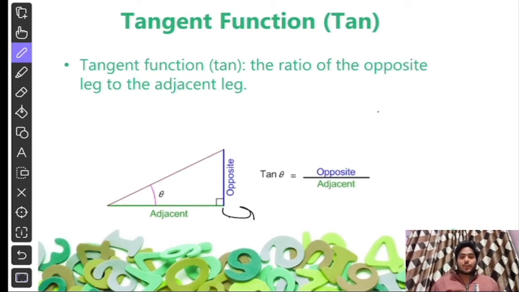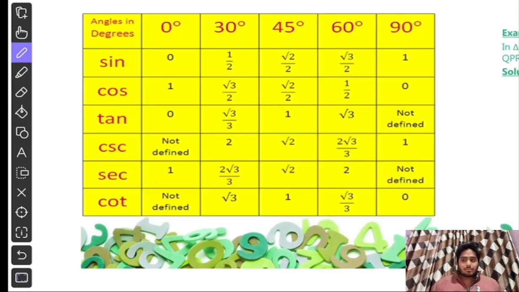Tangent function, which is also called the tan function. The tan function is the ratio of the opposite leg to the adjacent leg. This is the right angle and this is the opposite leg, and this is the adjacent leg to the hypotenuse. We will talk about this further.